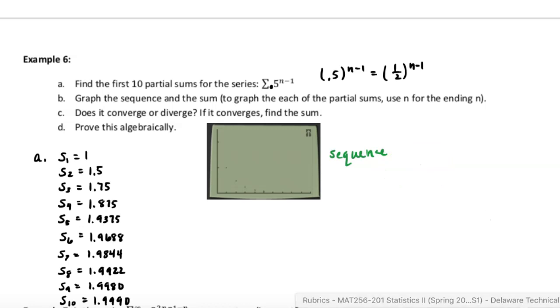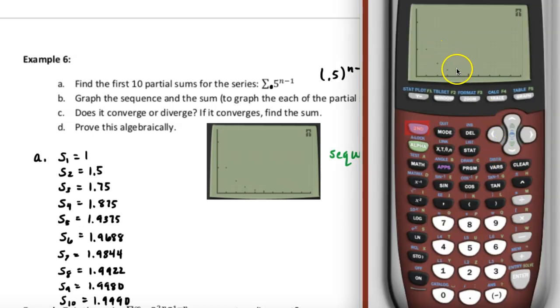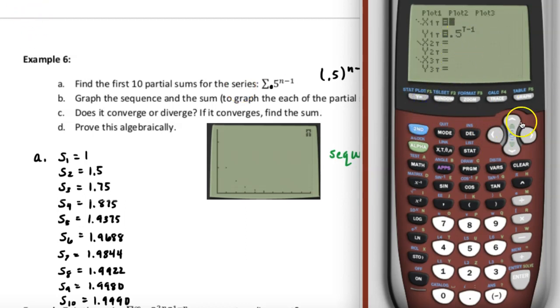And now let's find the series. Let's go back to our calculator. And now we're going to change this to that sum. And so let's leave x as t. And let's change y1 as the summation of, and now I'm going to have the same values. I want t to start at 1, and I want it to go to t. And then here, I want to have 0.5 to the power of t minus 1.